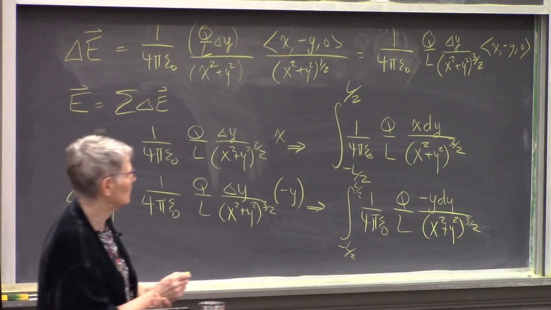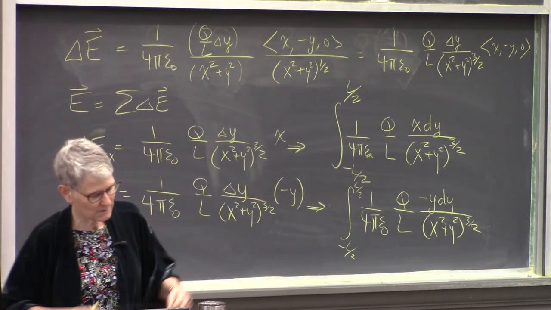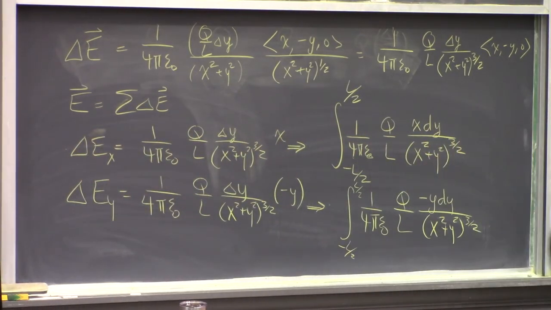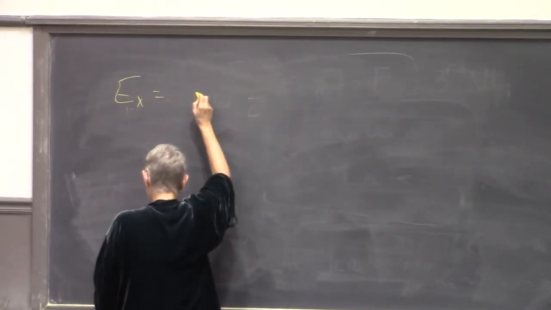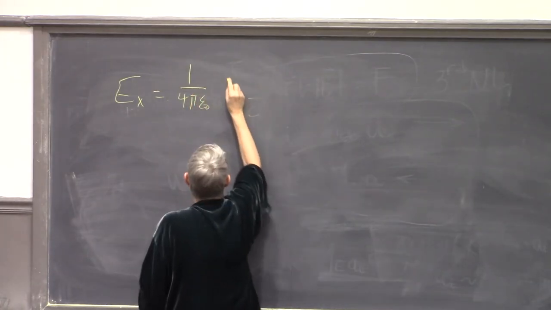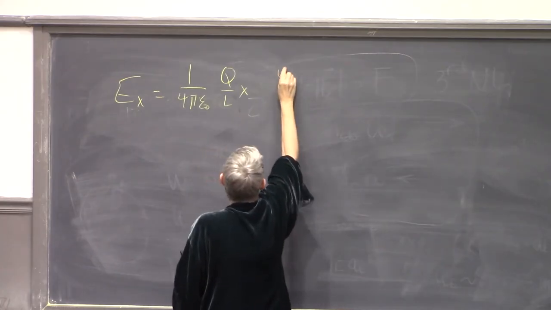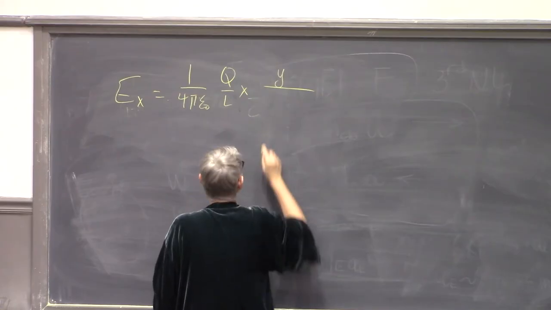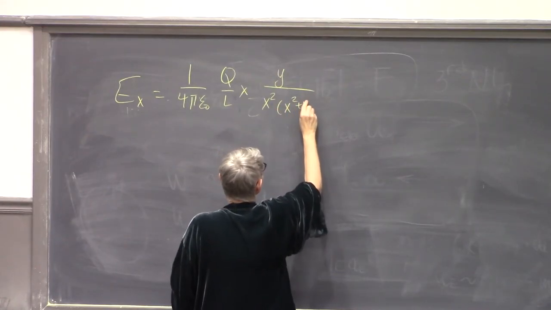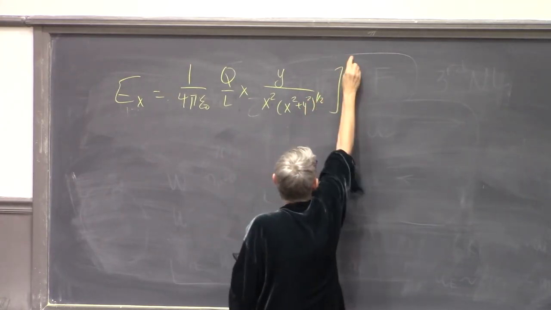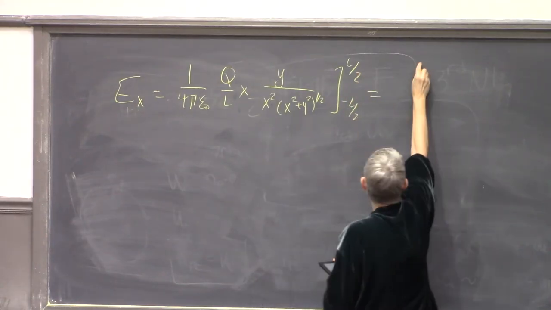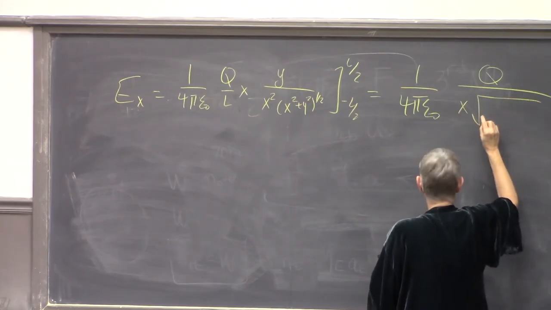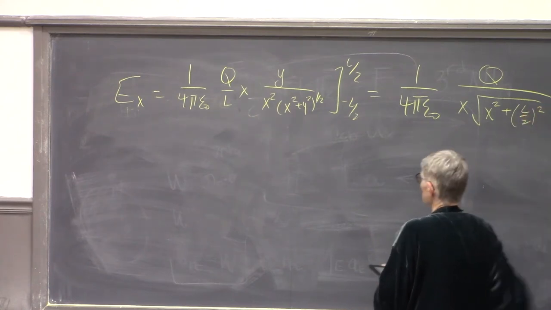So we find, if we do this, that we get, I better get this right, an E sub x that's 1 over 4 pi epsilon 0 q over L x times y over x squared plus y squared to the 1/2 from L over 2 to minus L over 2, which gives us 1 over 4 pi epsilon 0 q divided by x times the square root of x squared plus L over 2 squared.